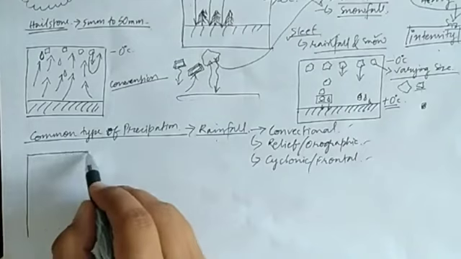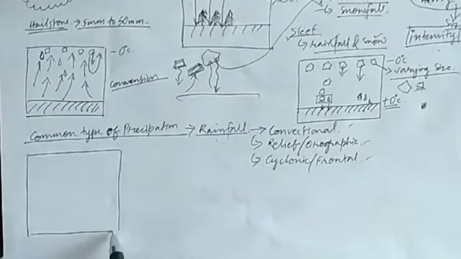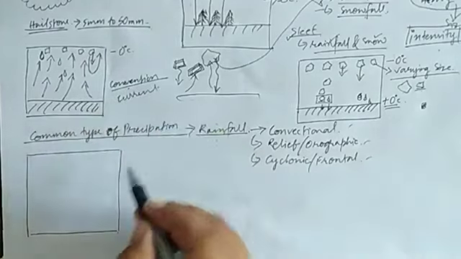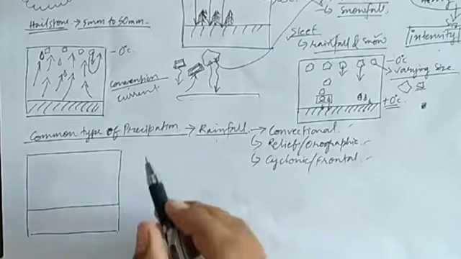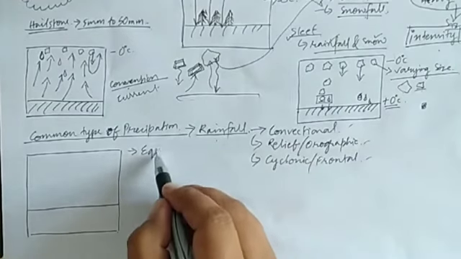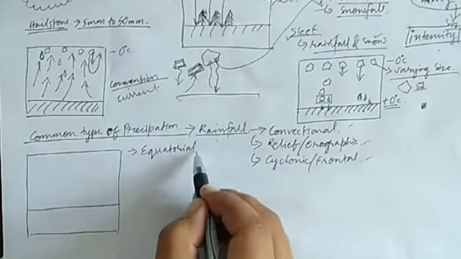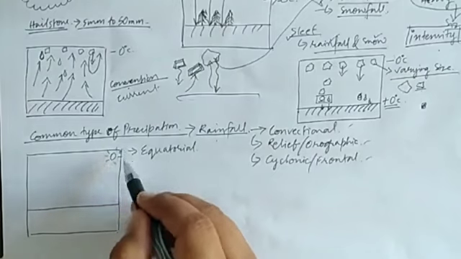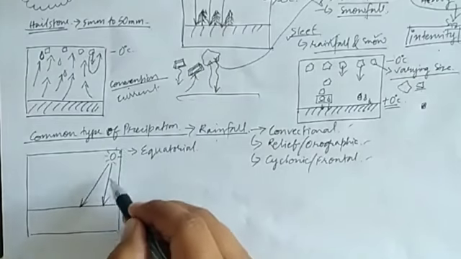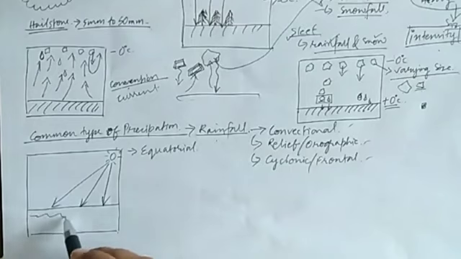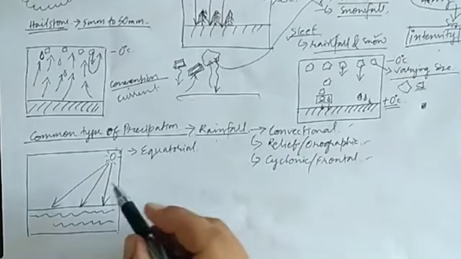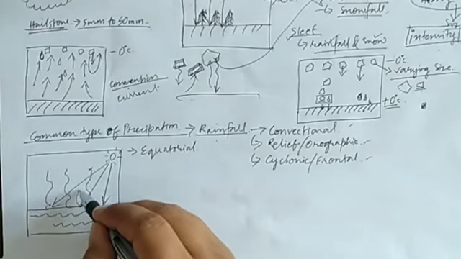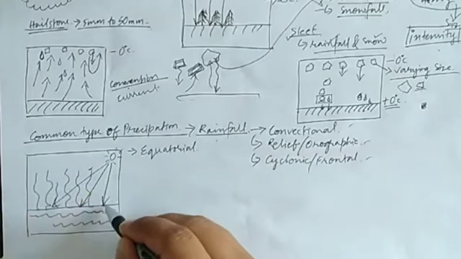Convectional rainfall, it occurs due to the convectional current. Now during the daytime, it is mostly this type of rainfall we observe in the equatorial region, or also we can say tropical region. Because during the daytime we receive a vast amount of insolation, isn't it? So that insolation, suppose on the water bodies, will lead to an immense amount of evaporation.